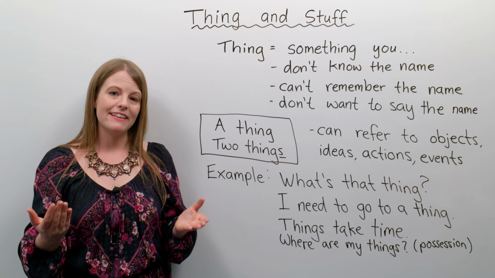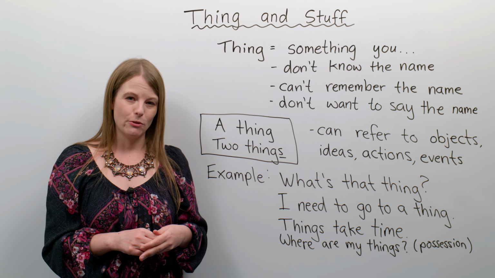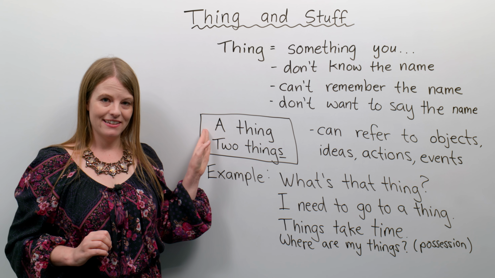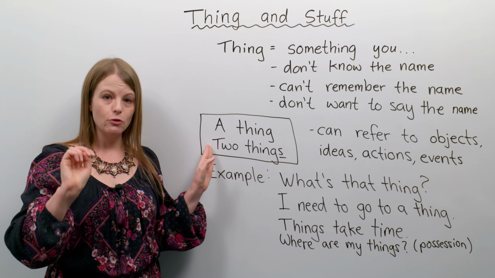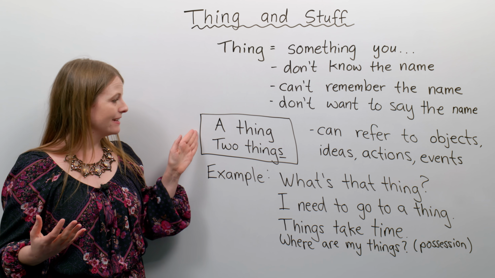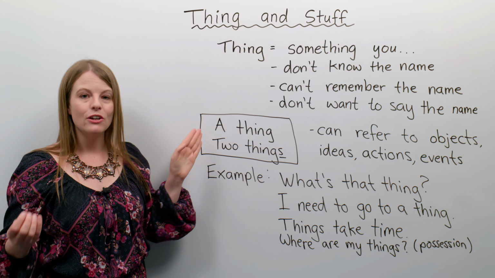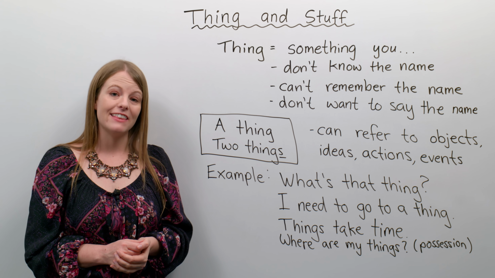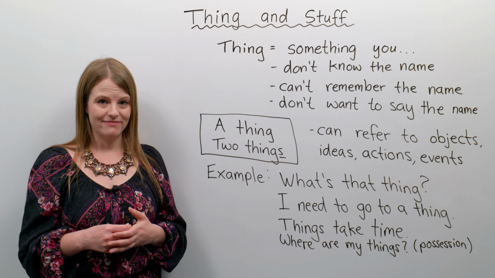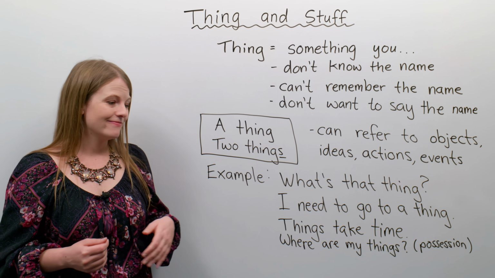So I'll give some examples in a moment, but let's look at the grammar of the word thing. We can have one thing. We can have two things with an S. Why am I pointing this out? Well, thing is countable. We can count the number of things. When we add an S, it means there's more than one. So let me show you an example of thing.